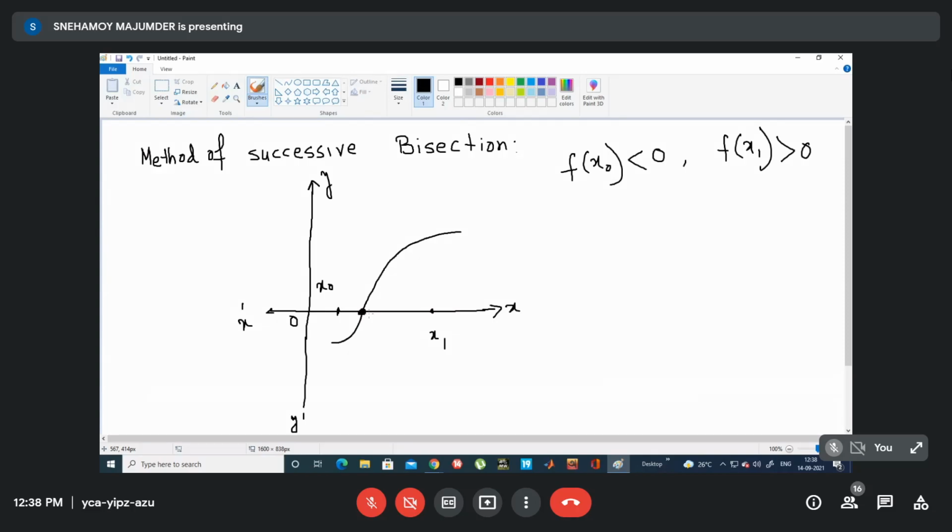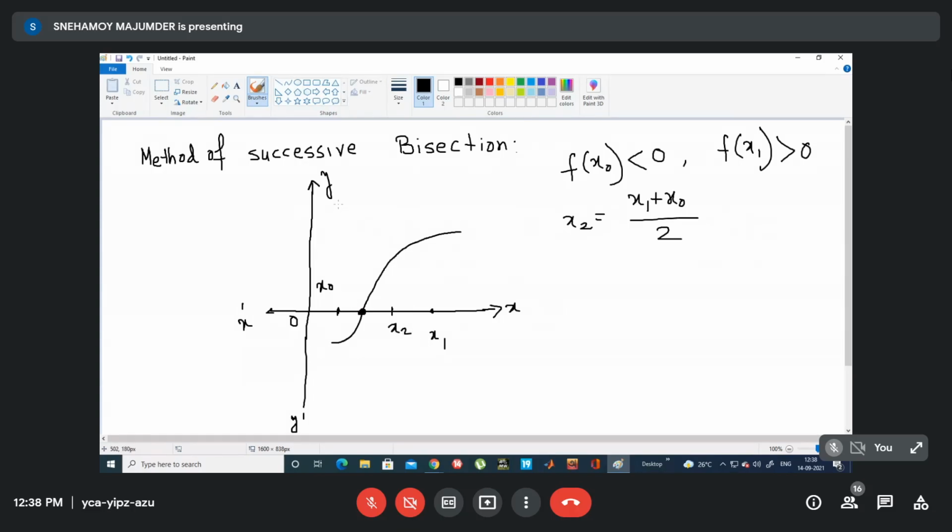To do so, what will we be doing? We'll take a point x2, which is the bisection of x1 and x0. That is (x1 plus x0) by 2. So basically we take x2, which will be coming here.